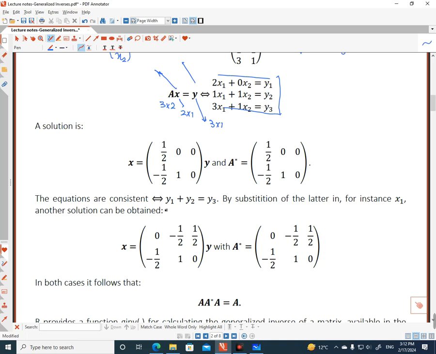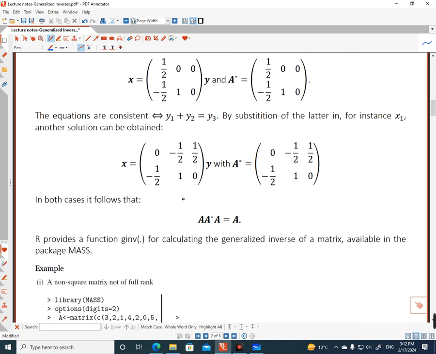And the system of equations is consistent if I have a solution here. You see, if I add these two together, let me erase these blue lines and use another color. If I add these two together, then I will come up with the third equality. So it means that y1 plus y2 is equal to y3. And in this case, you will have a unique solution. So it's a consistent system of equations.